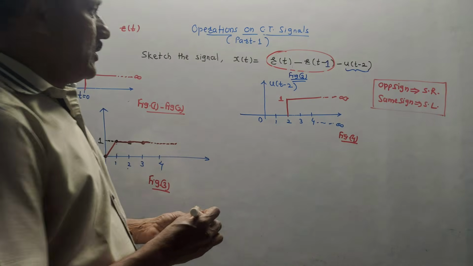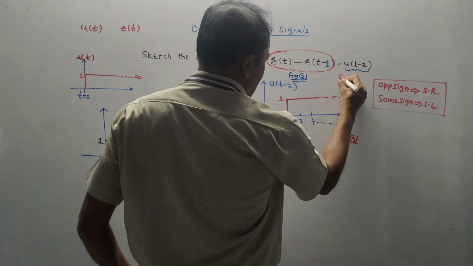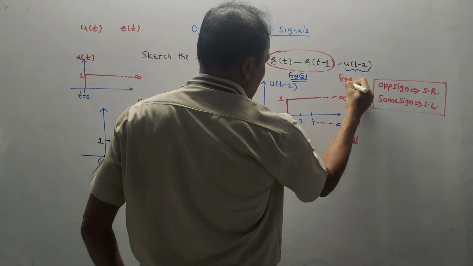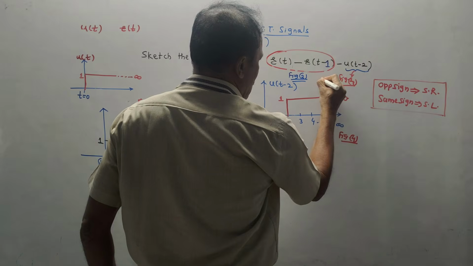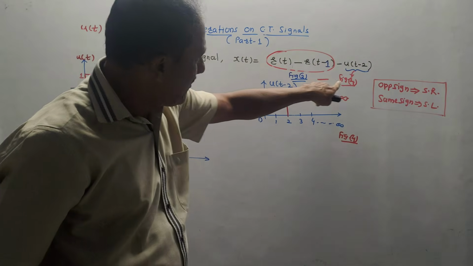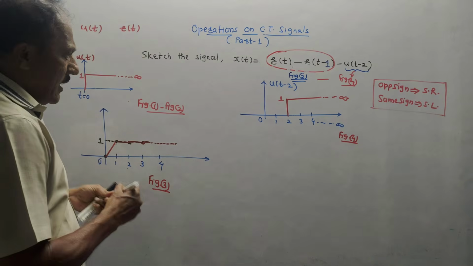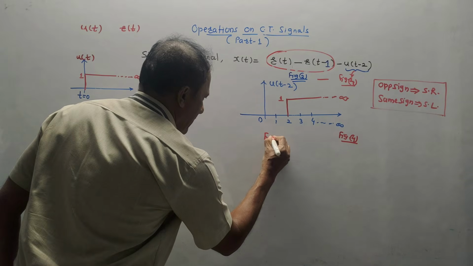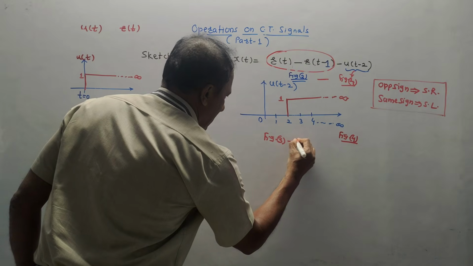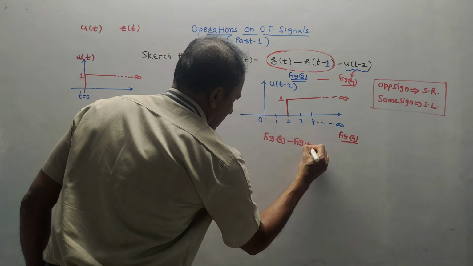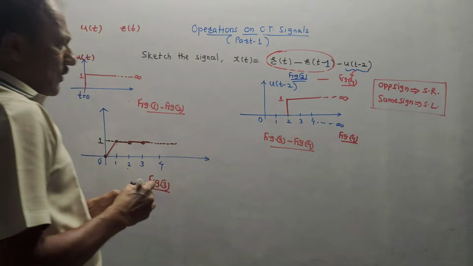Now what do you need to do? Since this is figure number 4, what I have drawn for u of t minus 2, the next part is figure 3 minus figure 4, because there is a minus sign in between. So I will write it over here, figure 3 minus figure 4. How to perform this operation?